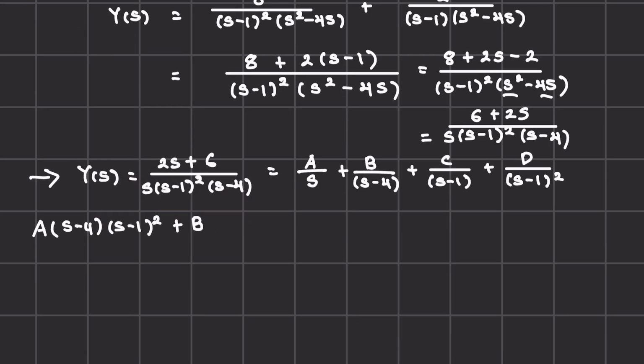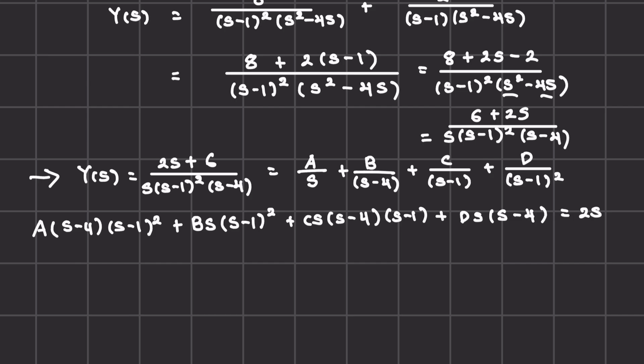B times (s - 1) squared plus C times (s - 4) times (s - 1) plus D times (s - 4). And everything here is equal to 2s plus 6, the numerator of the left-hand side of the equation originally. Now, if we expand all of our quadratics here, (s - 1) squared is just s squared minus 2s plus 1.